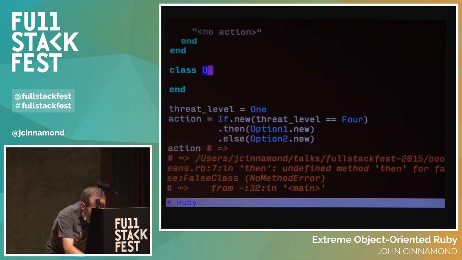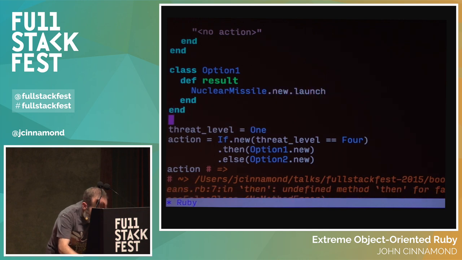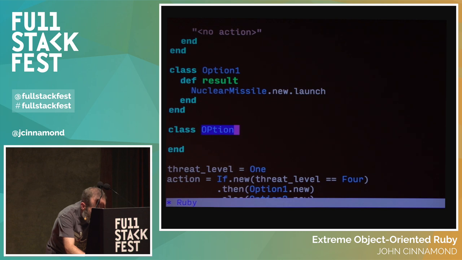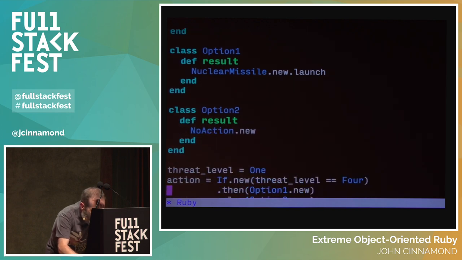So, class called option 1, single method called result, and it says nuclear missile.new.launch, and then down here, new class called option 2, method called result. It's going to be no action.new. Does that help?